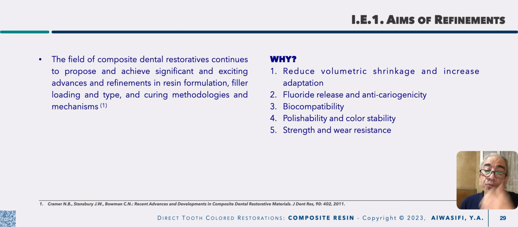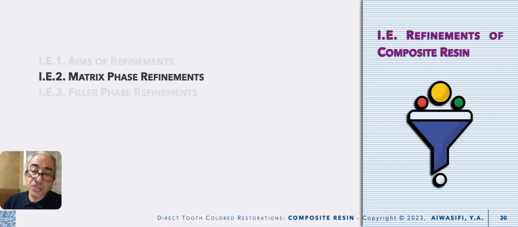Also, we'd like it to be biocompatible, highly polishable and color stable, because all composite will undergo wear or abrasion when you are going to finish or polish it. We would like to get a highly lustrous surface like that of a metallic restoration. Finally, we would like to increase its strength and wear resistance. That's why we have refinement either for the matrix phase or for the filler phase.